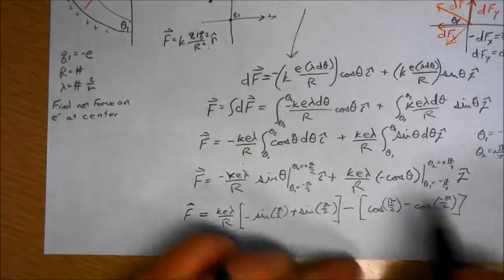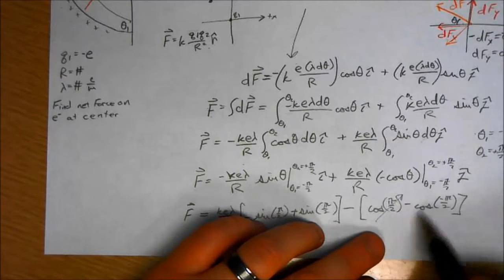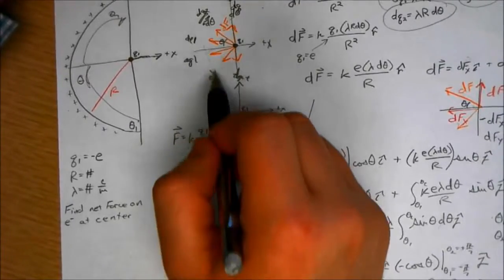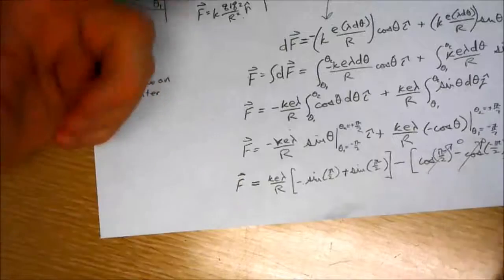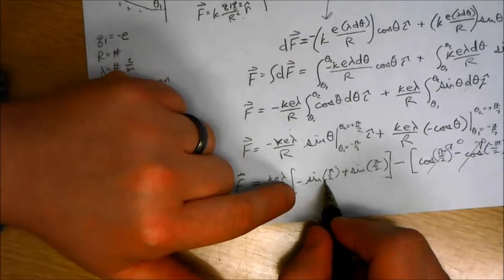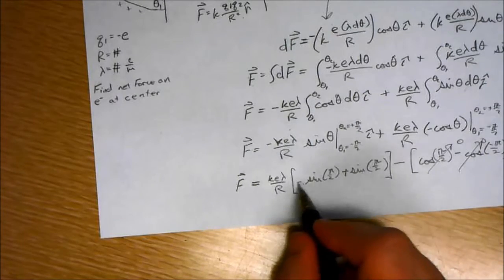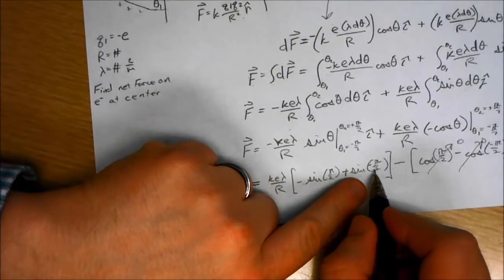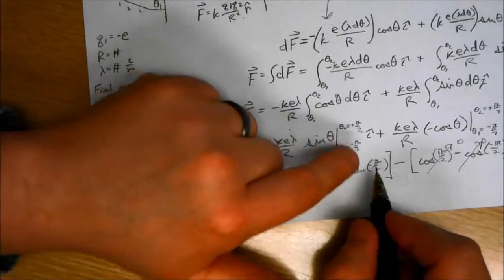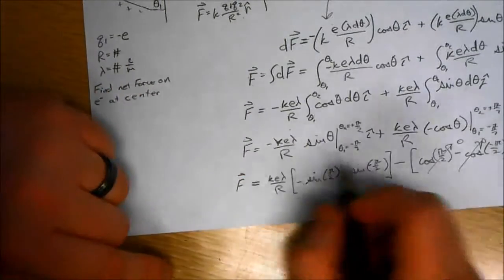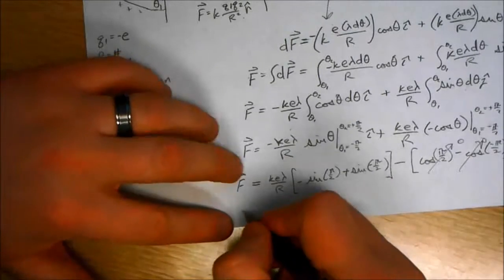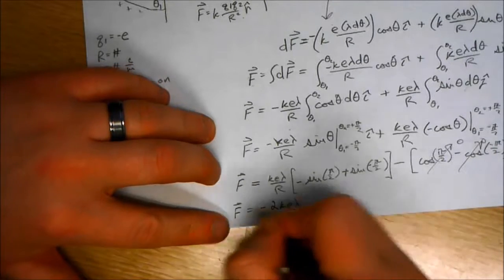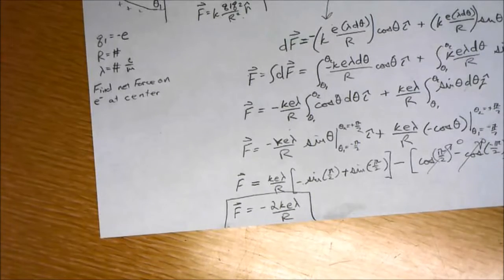Well, now you see on the y side, cosine of pi over 2 is 0. So it didn't matter what sign we put in there. And we saw from symmetry that the y components are going to cancel each other out. And we see that indeed happens. So negative sine of pi over 2, that's 1, so that's negative 1, plus sine of negative pi over 2, which is negative 1, so it's negative 1 plus negative 1, so that's negative 2. Negative 2 k_e lambda over r. That's our final answer. And you can put in the numbers from here.